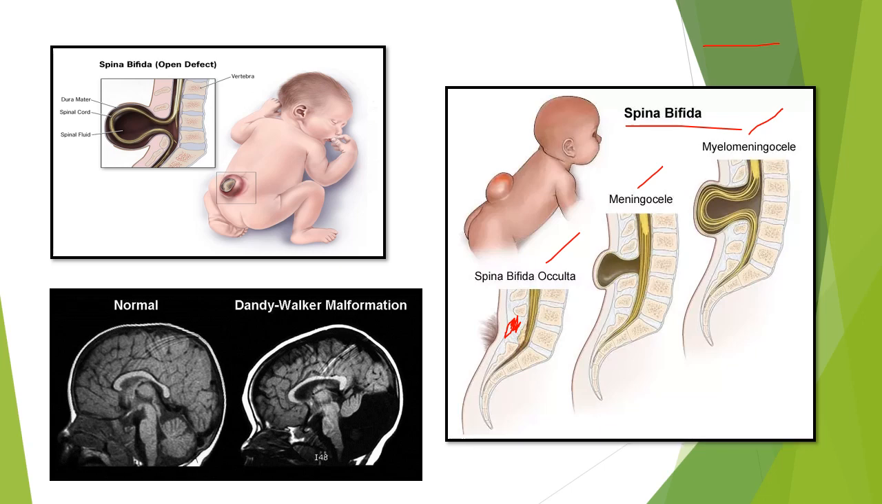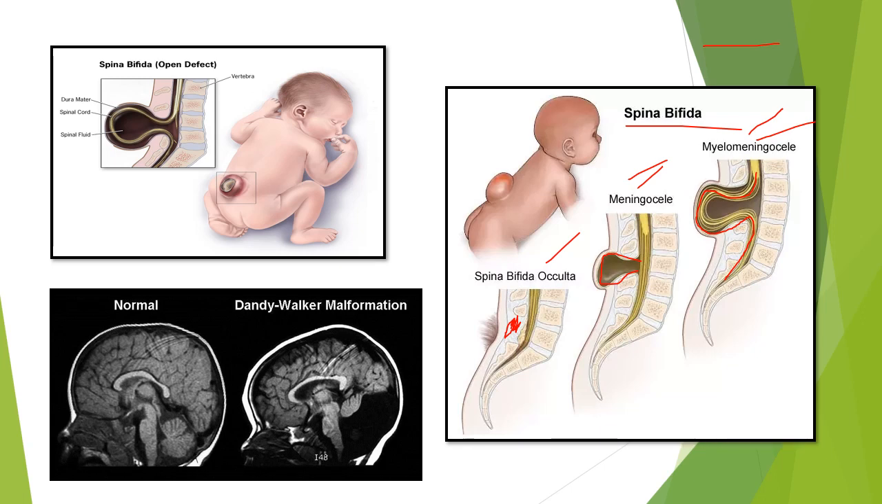Only a gap. And in case of meningocele, a sac pushes outward through the spine. This is not as severe, but myelomeningocele is the most severe because some nerves also come out through the gaps. The sac as well as some nerves are coming through the spine gap.